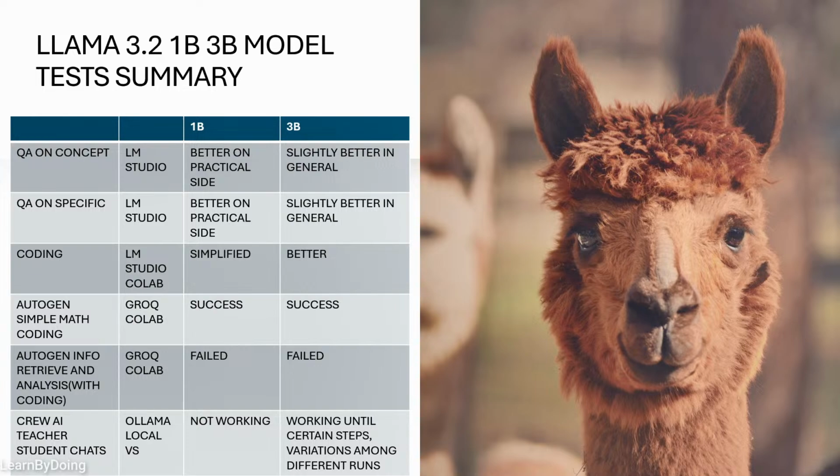about information retrieval, both failed. And on local tests with Ollama and CrewAI, the teacher-student chats have more meaningful conversations in the 3B model than the 1B model. And if you keep testing, for example, with CrewAI, to start a new conversation between the student and the teacher, you are going to see different results. So the randomness of the responses and the interactions is very interesting for you to explore also in the future.